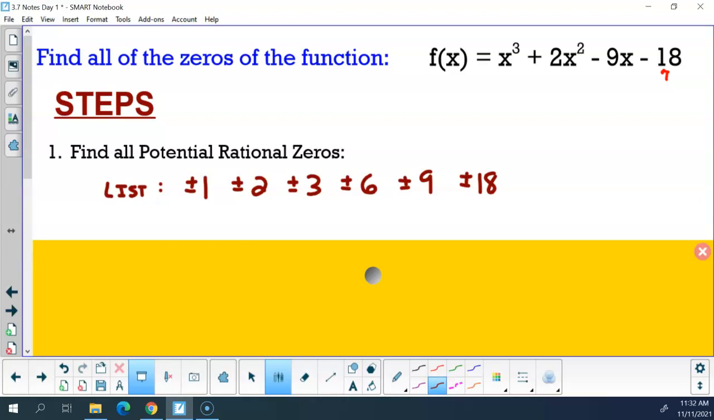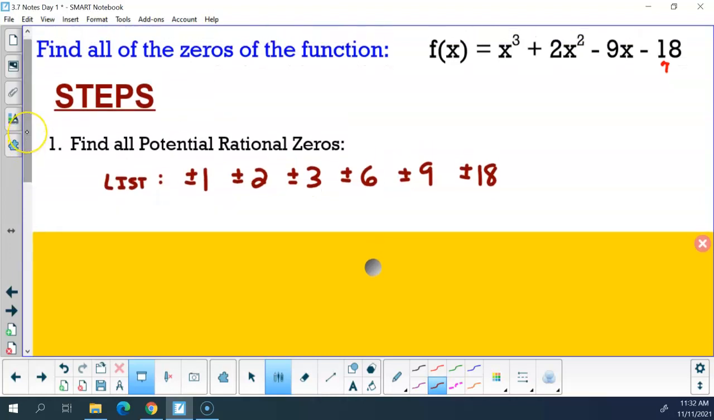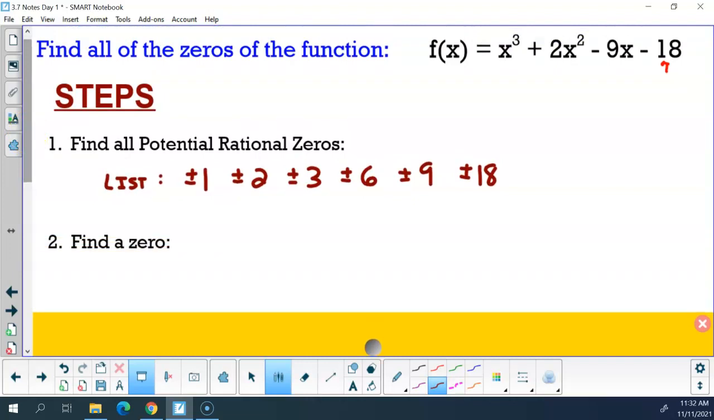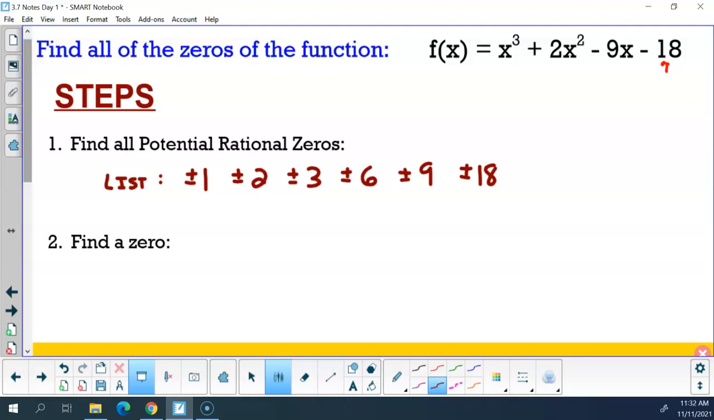Okay? So there's our list. So we've taken an infinite amount of possible zeros, and we've narrowed it down now to 12. Okay? Step 2 says, now what we're going to do is we need to find one of those zeros. We need to find a singular zero. Okay? How do you want to think? What would you even consider to try to find a zero?